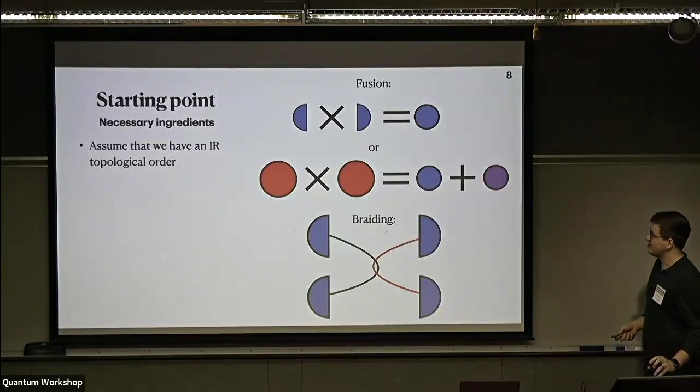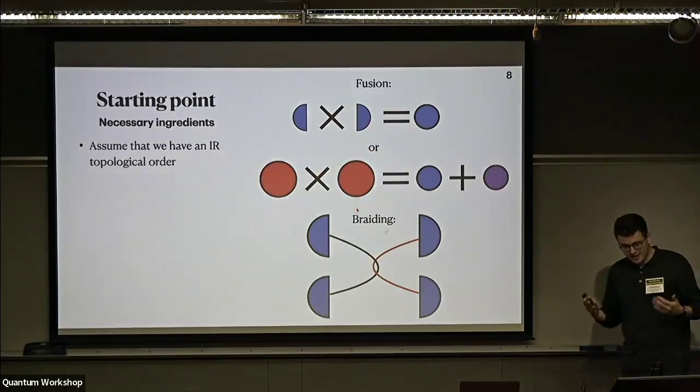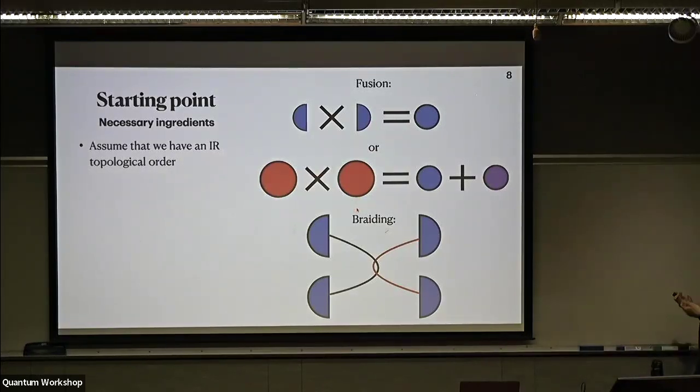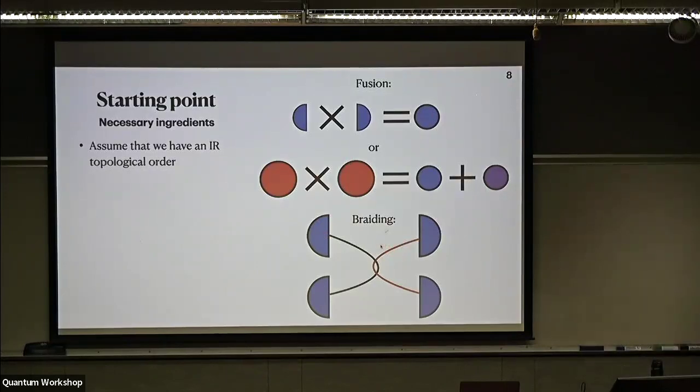You'll have to forgive my use of cartoons. I really like those. So we're going to start with a topological order, which will have some anyons. I might have abelian anyons, which I represent as two halves of one that fuse together to make another abelian anyon. Or I might have non-abelian anyons, which are represented by larger circles. The colors mean nothing other than to make it look pretty.